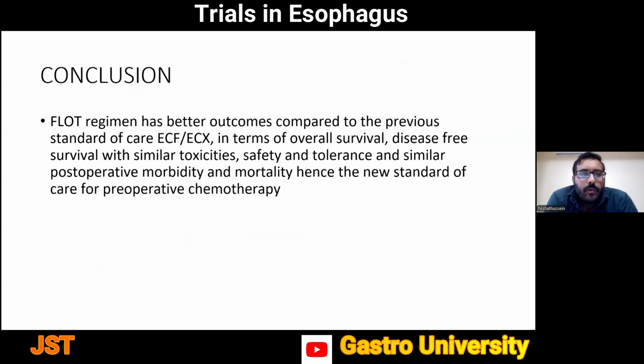So to conclude, the FLOT regimen has better outcomes in terms of overall survival, disease-free survival, and it had a greater pathological response. It was well tolerated in terms of toxicity, safety, and tolerance, and it had similar morbidity and mortality compared to the standard of care at that time. And therefore, we can say that FLOT had become the new standard of care for perioperative chemotherapy in patients with gastric and gastroesophageal junction adenocarcinoma.